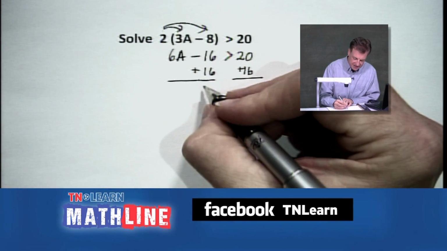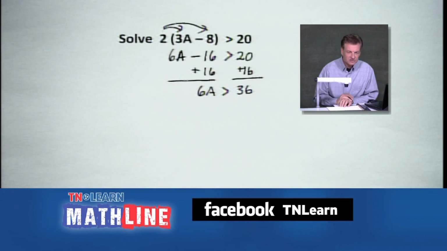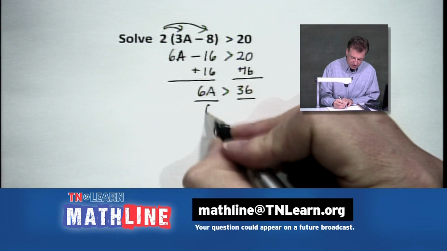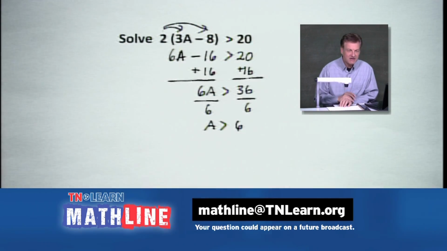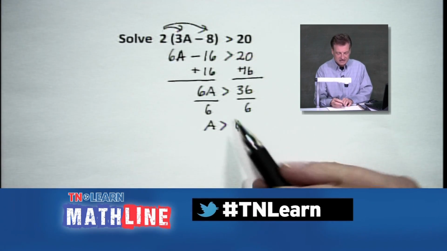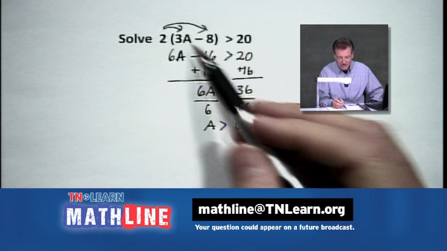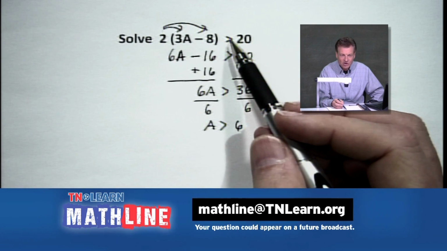It's going to give us 6a on the left. And on the right, we're going to have 36. And divide both sides by 6. Life should be good. And we got a is greater than 6. Now you say, Ernie, what does that mean to us? It means any number bigger than 6 will make this true. So if we put the number 6 in here, that would make it equal. And we're not wanting the equals situation here. We want it to be greater than.